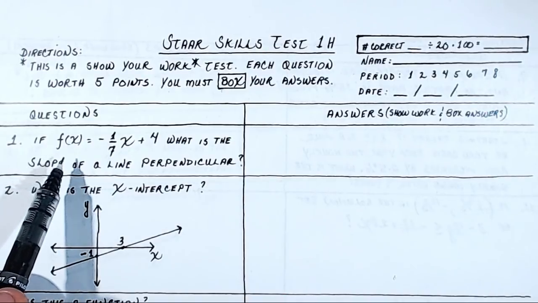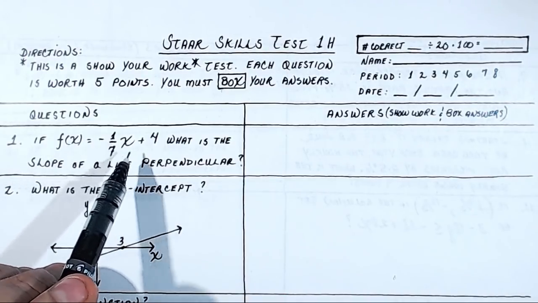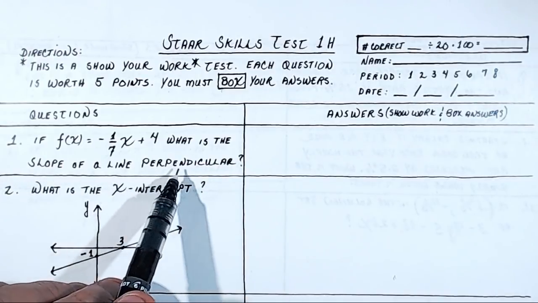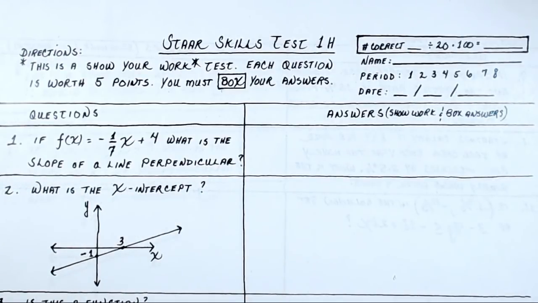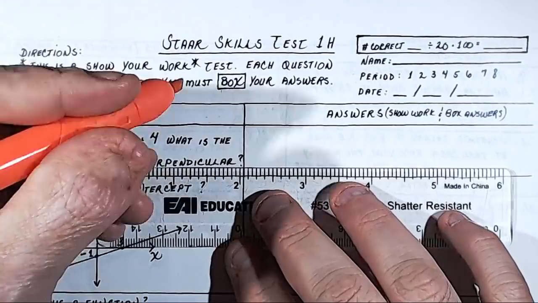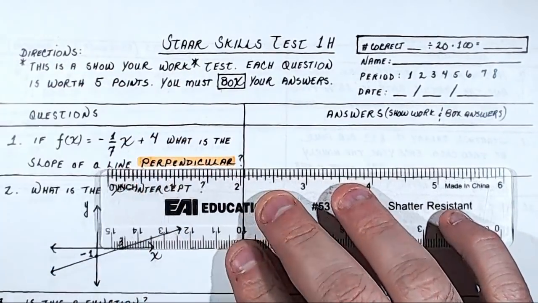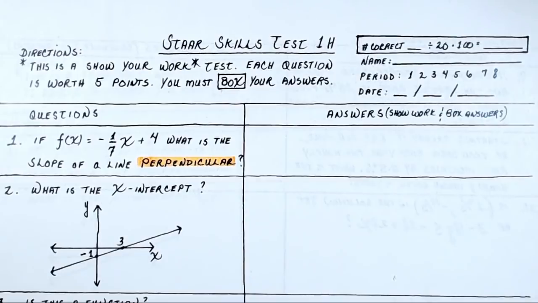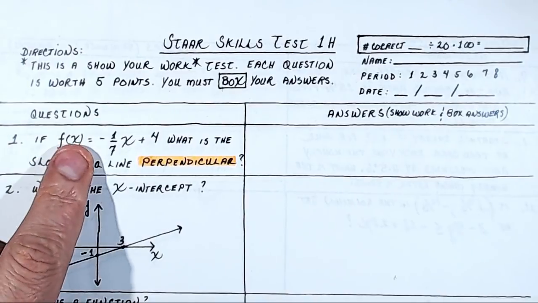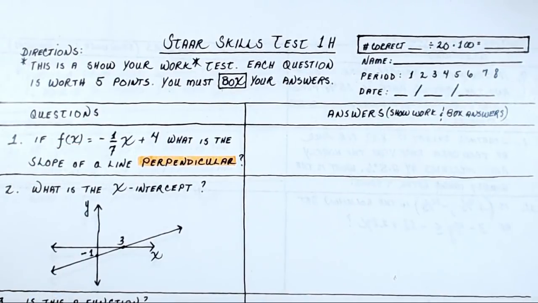If f of x equals negative 1/7 x plus 4, what is the slope of a line perpendicular? When you see the word perpendicular, take note. Okay, this is important information. If you have a highlighter, I would highlight the word perpendicular. Remember that the slope of a perpendicular line is equal to the negative reciprocal of the slope of the initial line. So we call that slope m, and it's important for us to know exactly what that slope is.